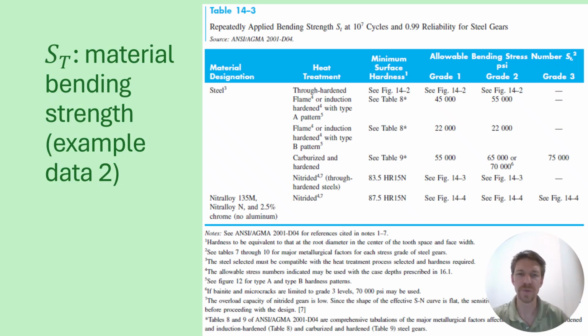Nitrided or carburized gears can have a higher hardness on the case where it matters. And so there's a table instead of a chart. There's a table here for grade 3. For example, carburized and hardened has the highest value listed on this table, 75,000 psi. That's the strength number, the stress number in bending.